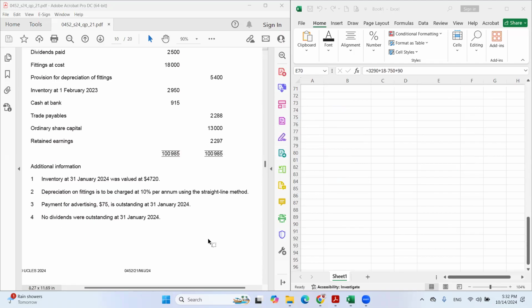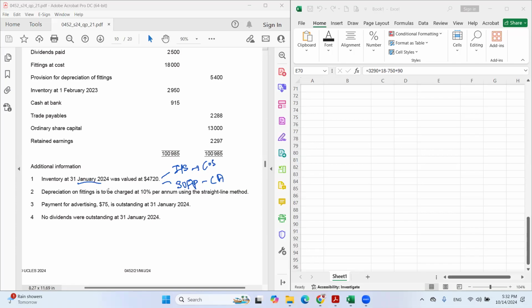Okay, we look into the additional information first. Inventory at 31st Jan was a value. So this one is a closing inventory. It will be sitting under the income statement under the cost of sales, closing inventory, and also sitting under SOFP under the current asset.